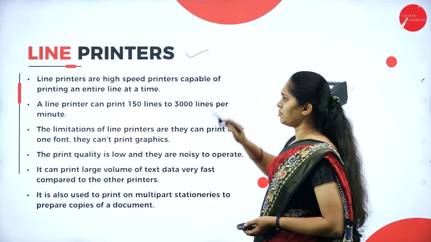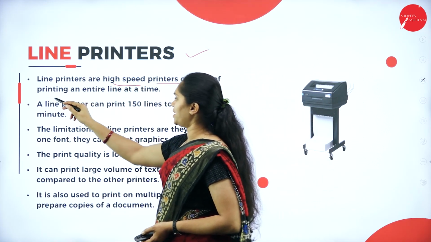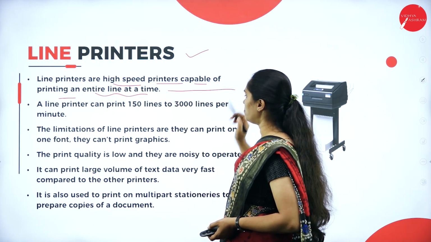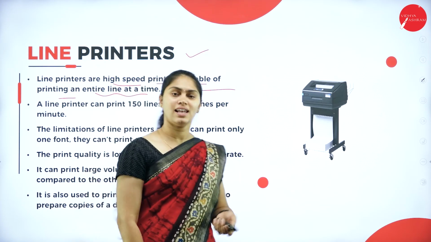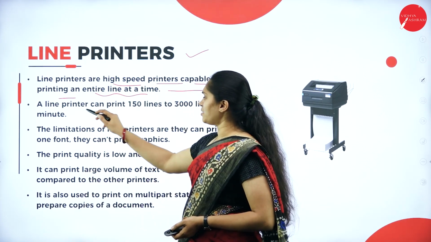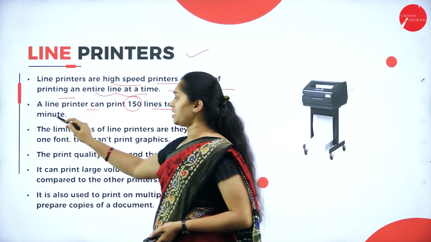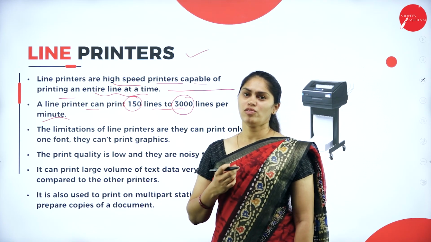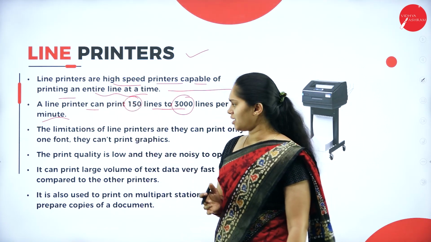We'll see the first type, that is line printers, which are very high speed printers capable of printing an entire line at a time. It is going to print one complete line at a time. So here you can see an example of this line printer. A line printer can print 150 lines to 3000 lines per minute. This also specifies its quality, how many lines it can produce per minute.